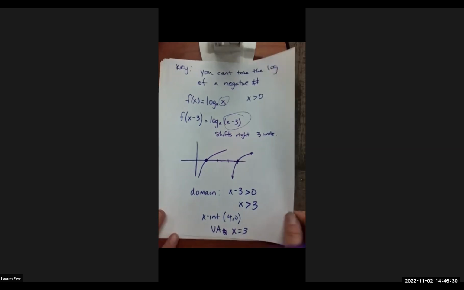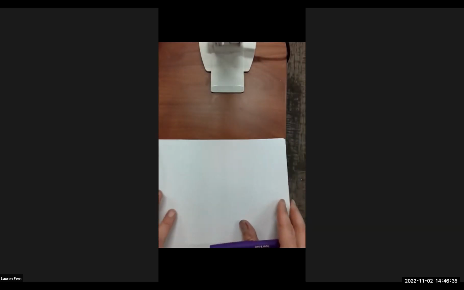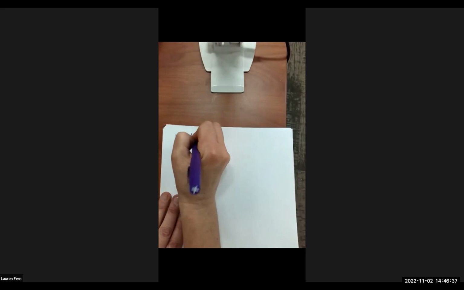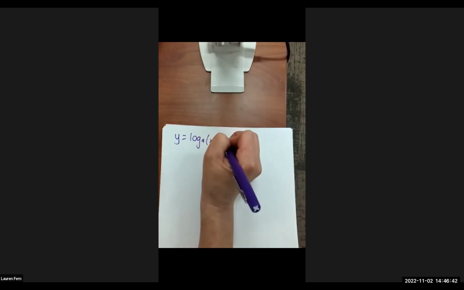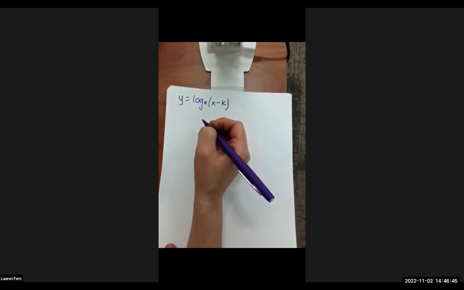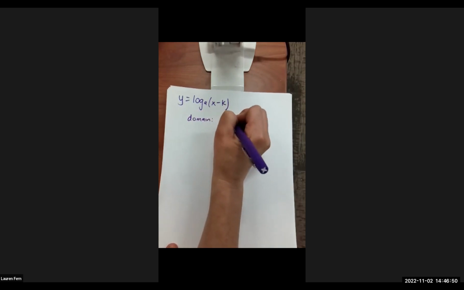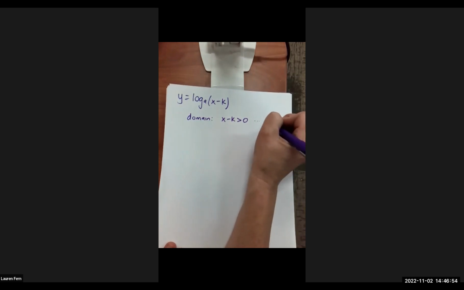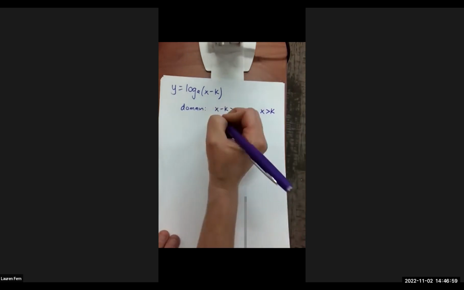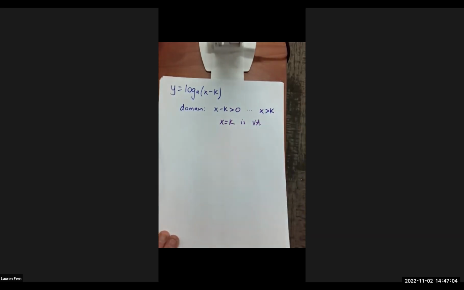So from there, what I want to say is if you have y equals log base a, say of x minus k, the domain is that x minus k has got to be greater than 0, i.e. x is greater than k. And I claim that value of k is your vertical asymptote.